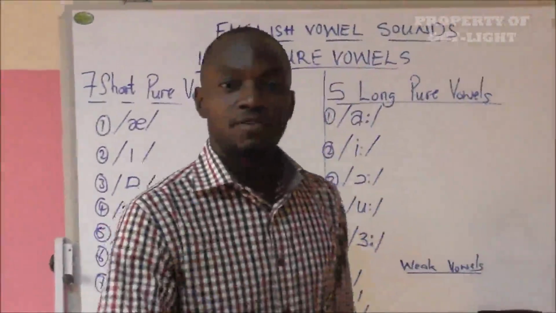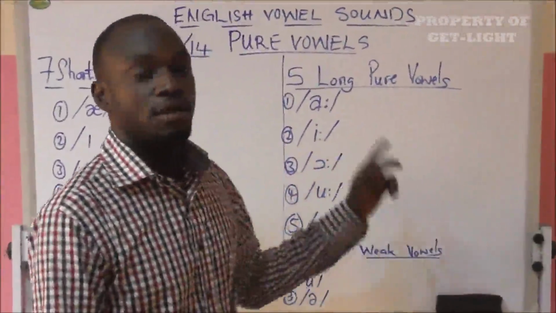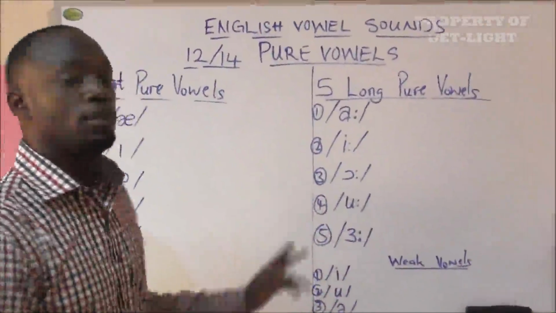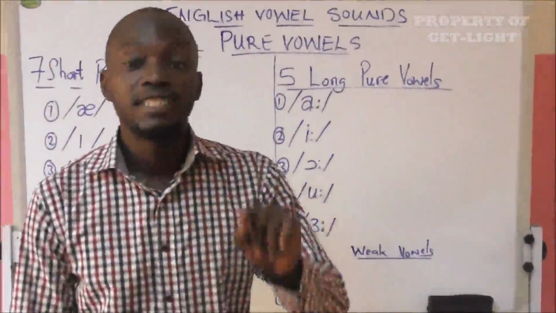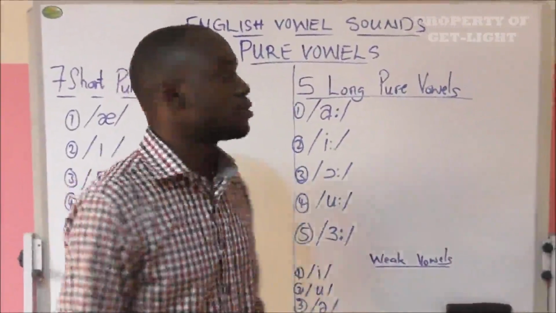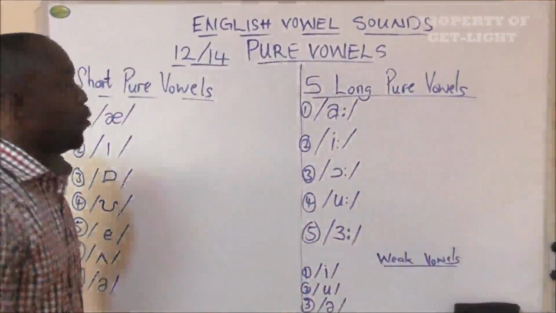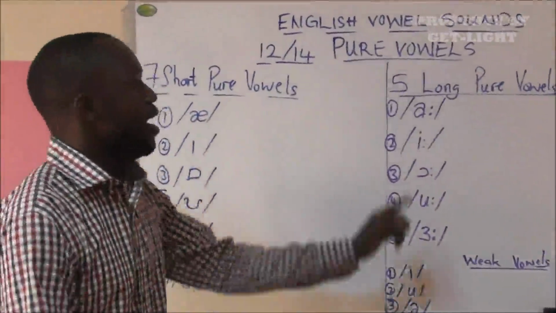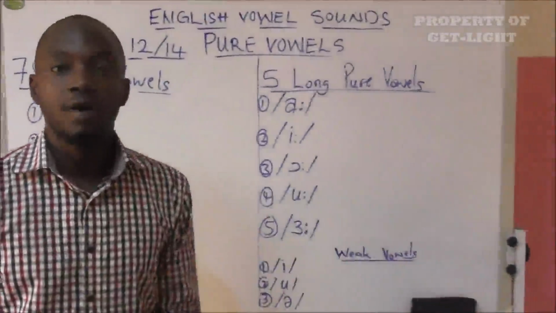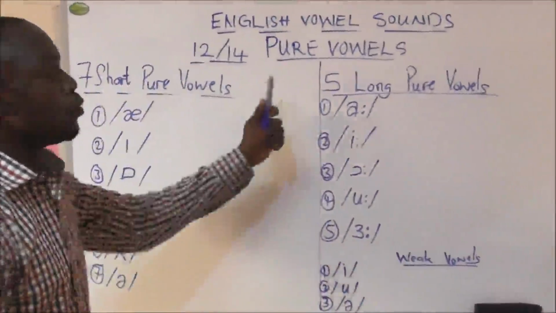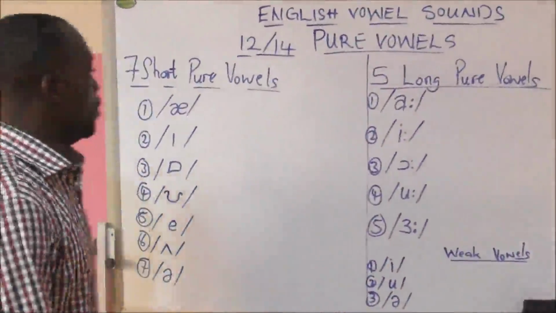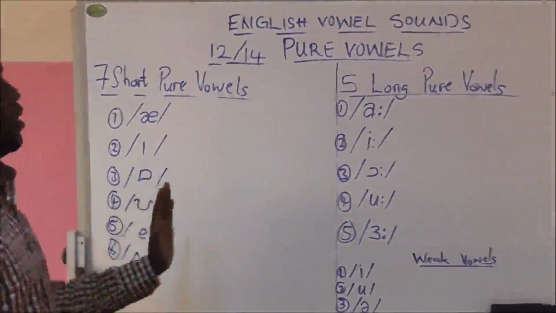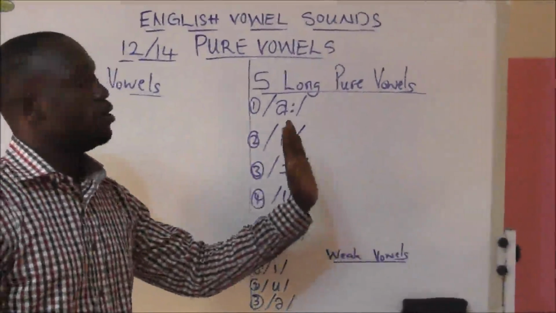This is my very first video on English vowel sounds. And today we're going to be looking at the 12 or 14 vowel sounds. We have 7 short vowel sounds and 5 long vowel sounds. And according to the way we have arranged them on the board, you can see the short sounds on the left-hand side and the long versions on the right-hand side.